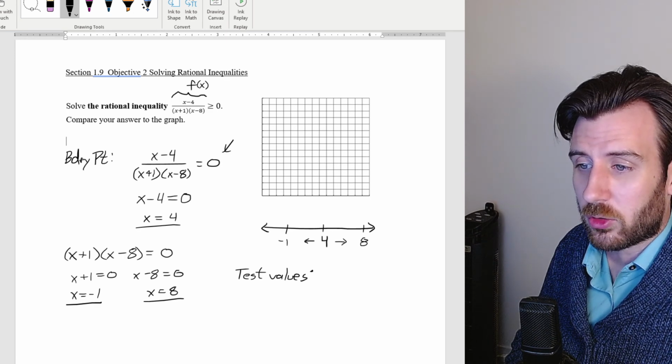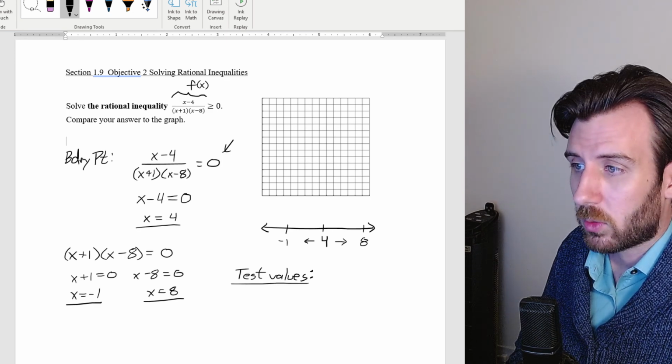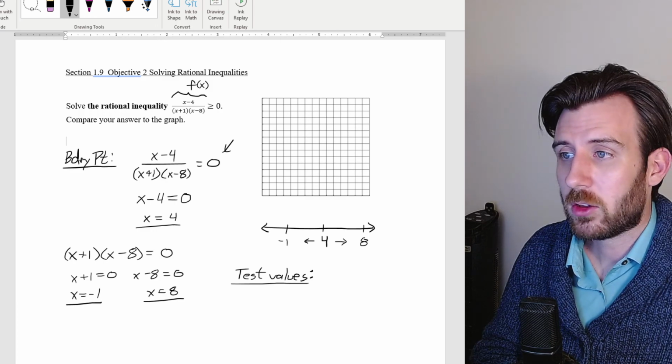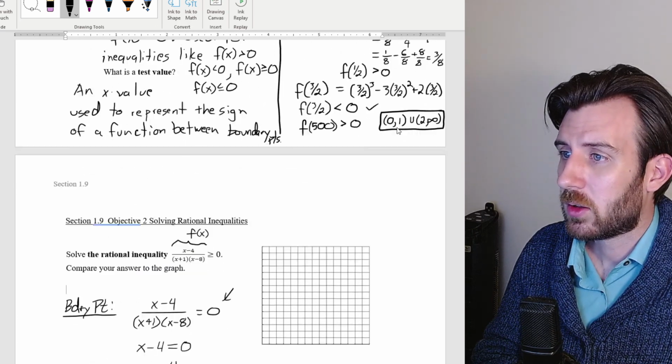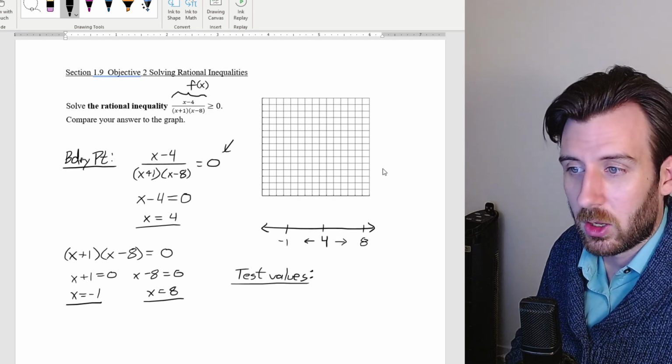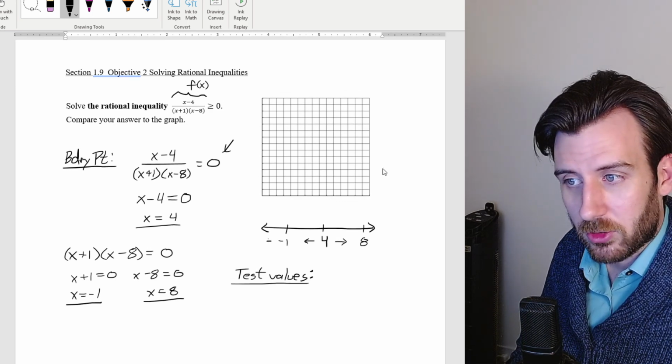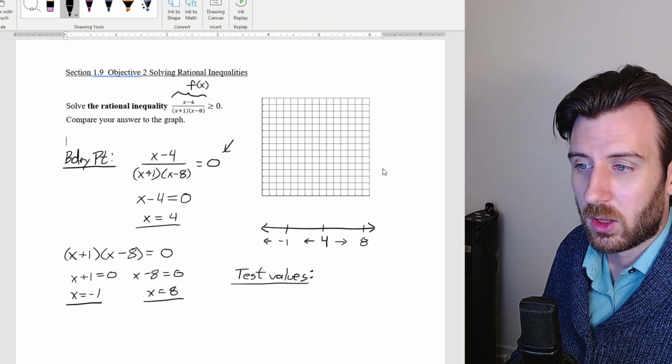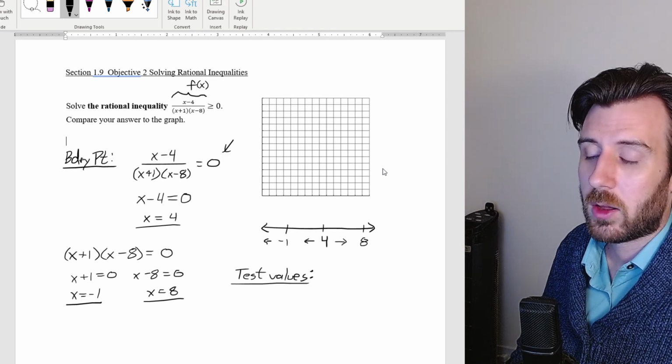So for our test values, let's organize it nicely so that anybody can follow our work. We've got our boundary points, we've got our test values. Let me make sure I'm calling it right. Yep, test values, good. Let's choose some test values between these. Before negative 1 would be a nice place to start. Let's choose a number smaller than negative 1. That would be negative 2.